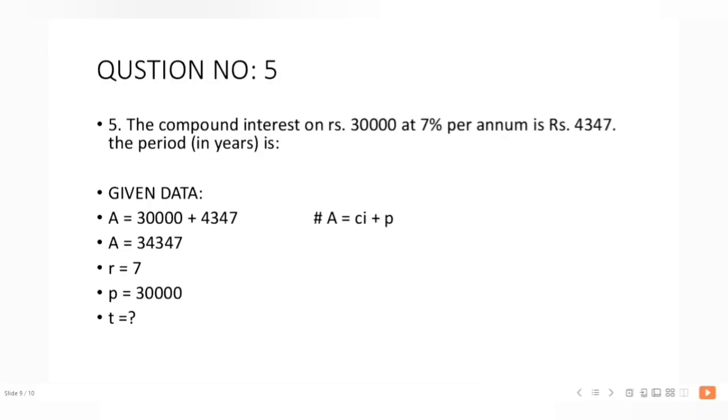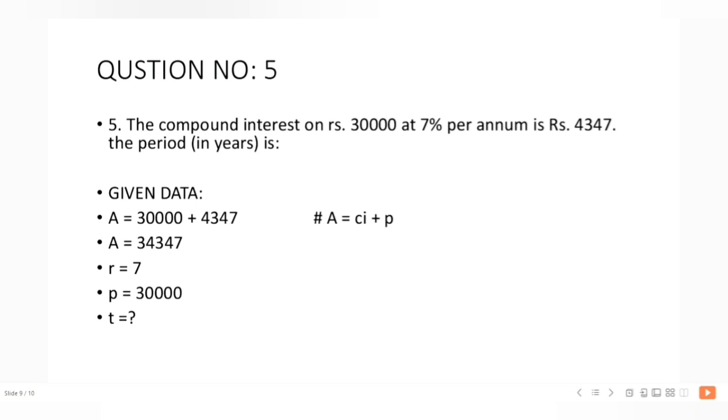Next one: the principal is 30,000 at 7% per annum, and 4,347 is the interest. Predict the number of years. They ask for the number of years. Given data: amount is 34,347 and principal amount is 30,000. Rate of interest is 7. They ask for the time period.